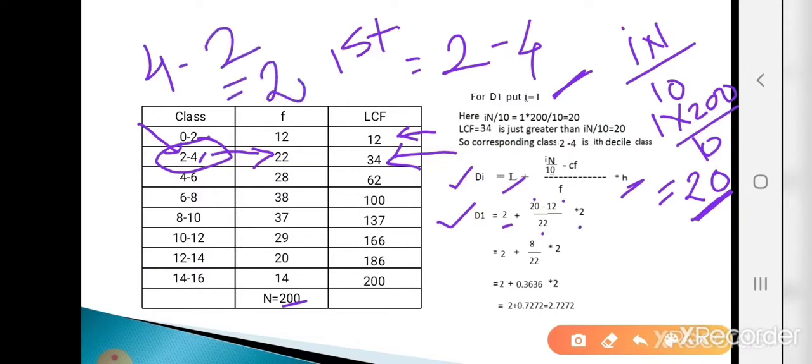So 2. Now in the next step, 2 plus (20 minus 12), that is 8, divided by 22 as it is, multiply by 2. Now 8 divided by 22, that is 0.3636, multiply by 2, that is 0.7272. Then 2 plus 0.7272, that is 2.7272. So this is the value of the first decile.